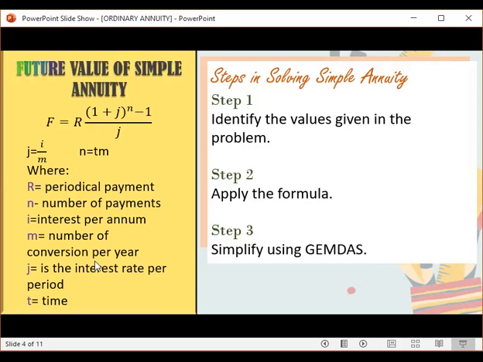Now, dito po sa M, may tinatawag kasi tayong number of conversion per year. Okay, so remember last time, meron tayong tinatawag na annual, semi-annual, quarterly, and monthly. So kapag annual, isang beses sa isang taon. Pag sinabi nating semi-annual, 2 beses. Quarterly, 4 times a year. And monthly, 12 times a year. Okay, so yun po yung M natin.